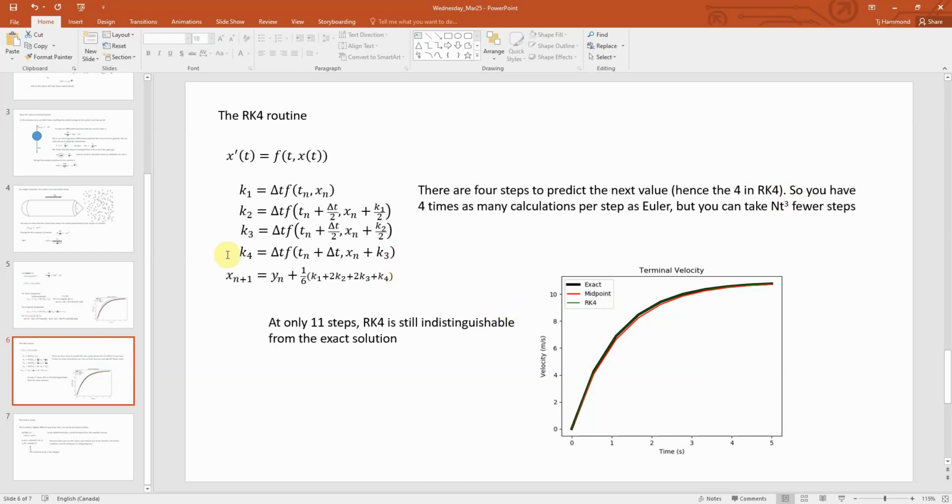And then to get the next step, what you do is it's the current step. This should be xn, not yn, plus 1/6 of the sum of these. So k1 plus 2k2 plus 2k3 plus k4. So you've calculated k1, k2, k3, and k4. You put them together with these coefficients, divide it by 6, and you add it to the previous step. So I'm just going to correct this because this is bugging me now. So this should be written like that.